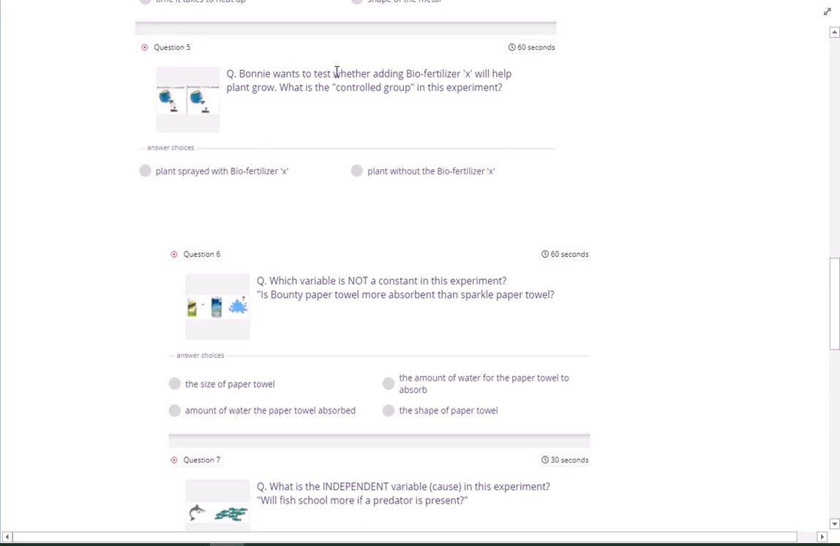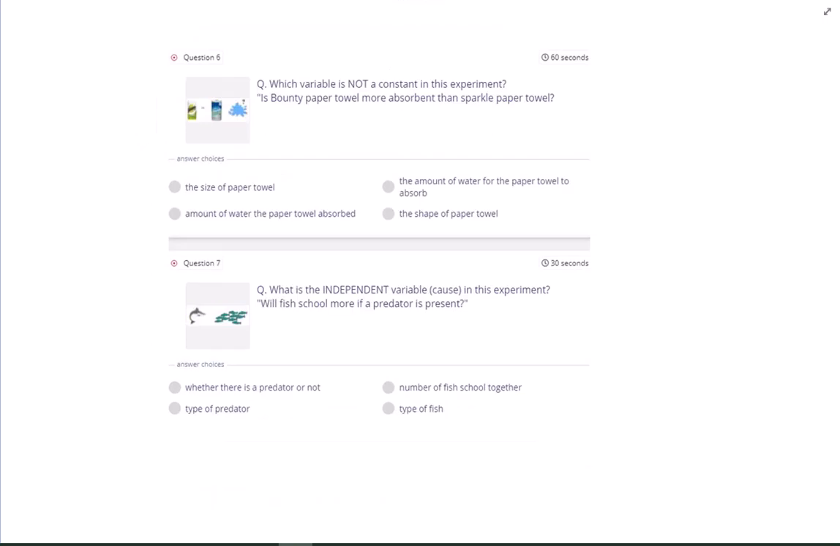Bonnie wants to test whether adding biofertilizer X will help the plants grow. What is the control group in this experiment? Well, the control group is the one that you're leaving alone, and you're using it to compare the effect of biofertilizer to this one, plants without biofertilizer. Okay, question 6. Which variable is not a constant in this experiment?